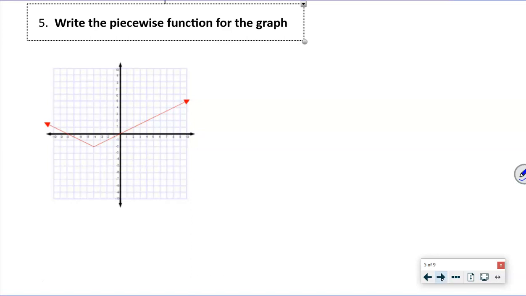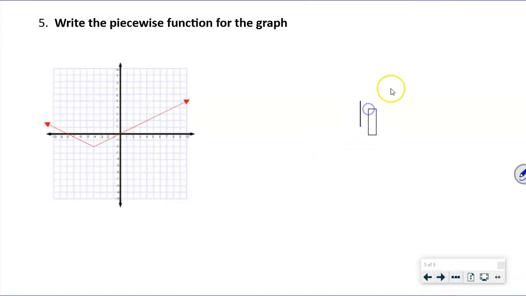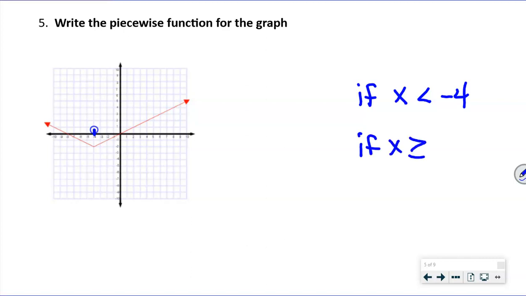Okay, this is write the piecewise function of the graph. When we do this one, the first thing I'm going to do is find this transition point right here. So I know that my if statement is going to be if x is less than -4 and if x is greater than or equal to -4. Then I just have to find the equation. So let's see if we can figure out the slope over here. I'm going to go up 1 over 2. That's a -1/2 because this graph is falling from left to right.